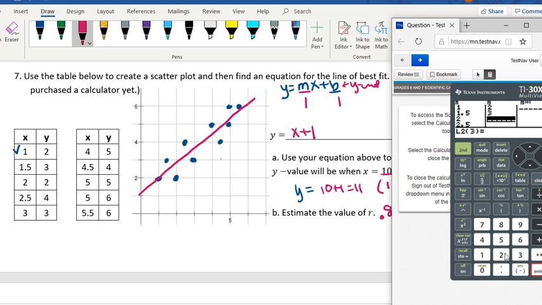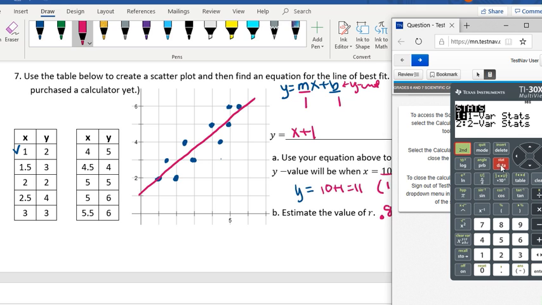Then you hit 2, enter, 3, enter, 2, enter, 4, enter, 3, 5, 4, 5, 6, and 6. And I hope that's last. Yay, we got it to the end.